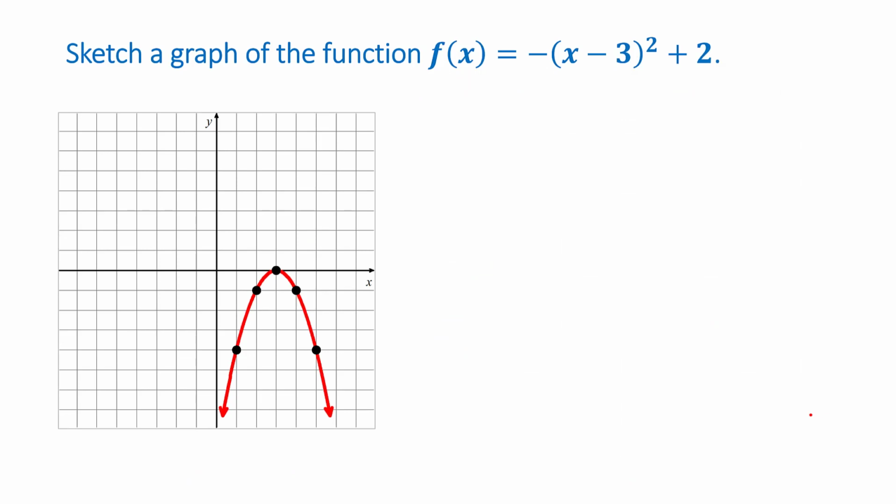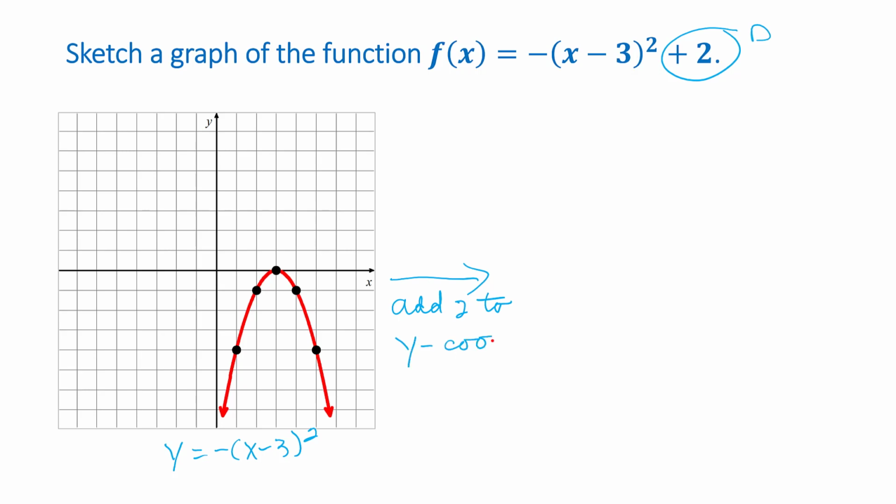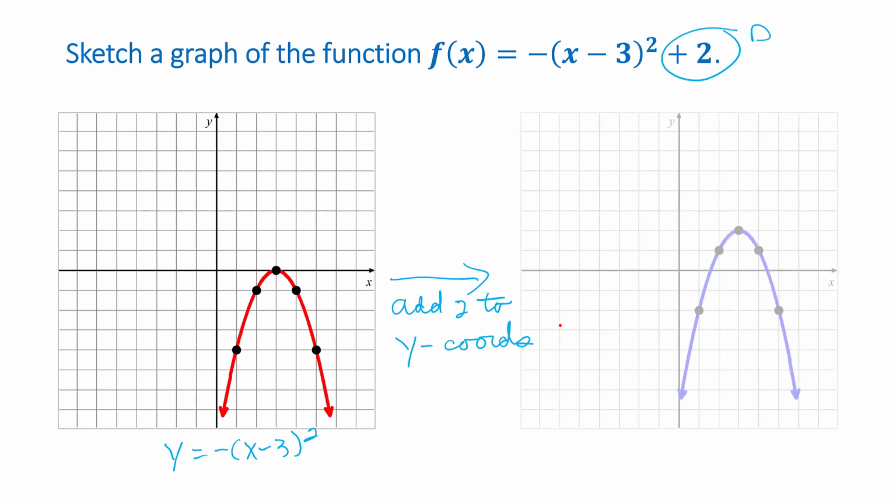So in the next step, we start with y equals negative x minus 3 squared. And if you remember, we found that D was equal to 2 here. So what do I do with D? I add D to the y coordinates of the graph I obtained in the previous step. So I'm going to add 2 to the y coordinates. And we'll end up with this graph.